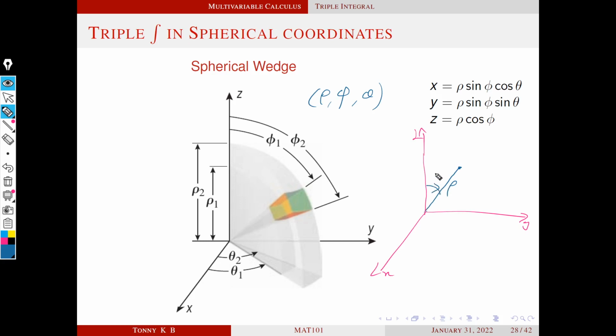So this angle is phi. Phi is the angle measured from the positive z-axis to this line segment. And one more thing is theta. Theta is similar to our polar system or cylindrical system. You take the projection to the xy plane, then you consider this line segment, then the angle measured from the positive x-axis is theta. Using these three values, you can locate every point in space. And this is the relation between the Cartesian coordinate system and the spherical coordinate system.